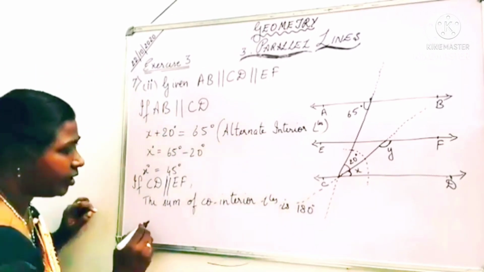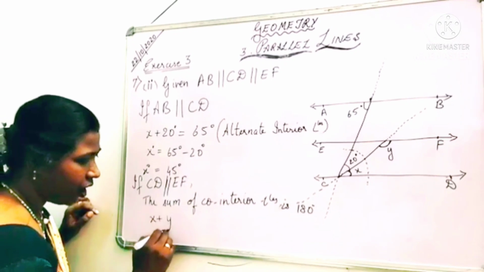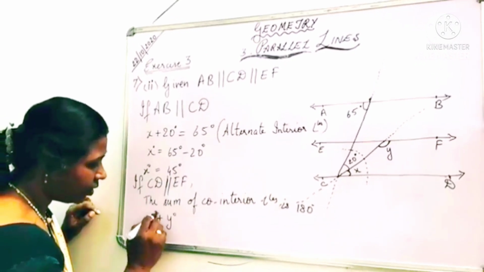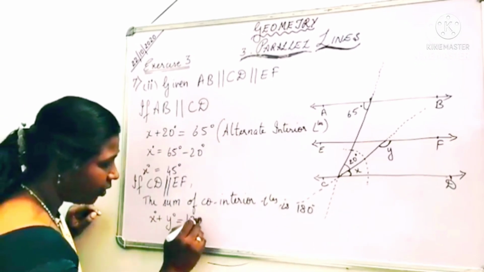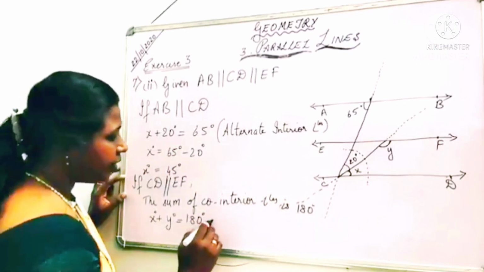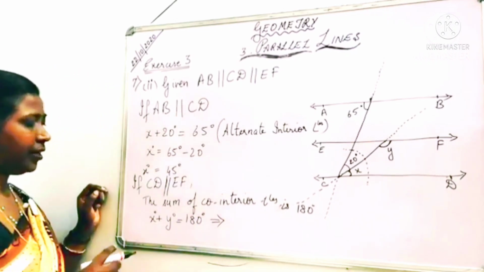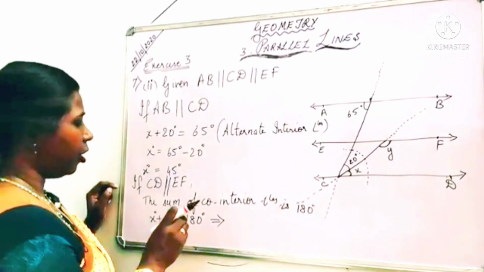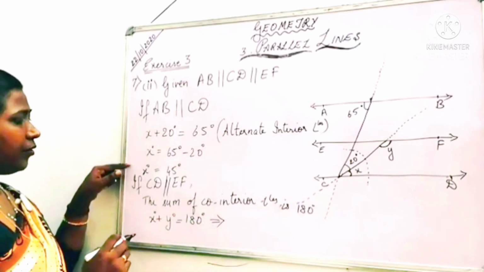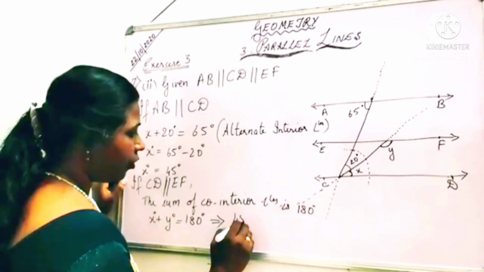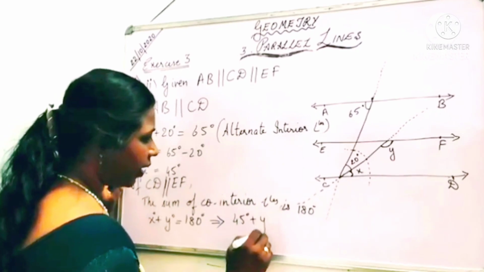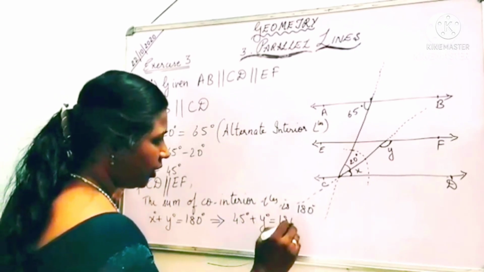So I can write x degree plus y degree is equal to 180 degree. That can be written as, I am just writing, implies. Okay, so x degree we got 45. 45 degree plus y degree is equal to 180 degree.